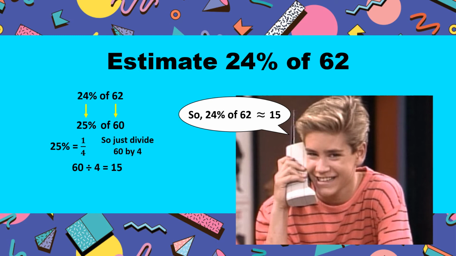Now, you could have also rounded 24% to 20 and gotten a similar answer, and that's okay because estimating is just giving you about the right answer. So there is usually more than one way to do these estimation problems.